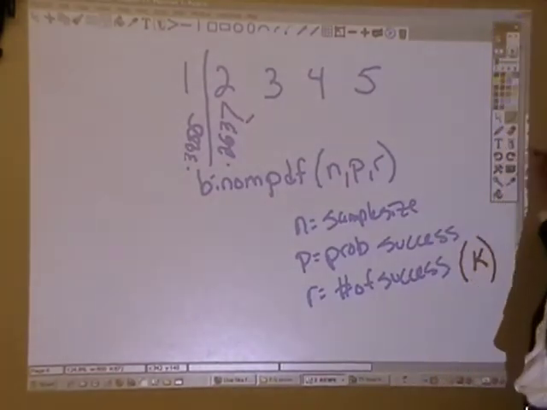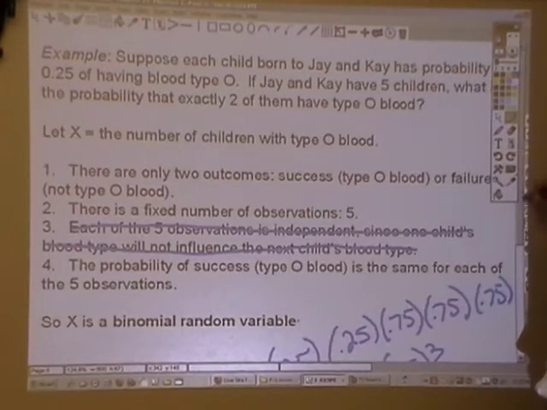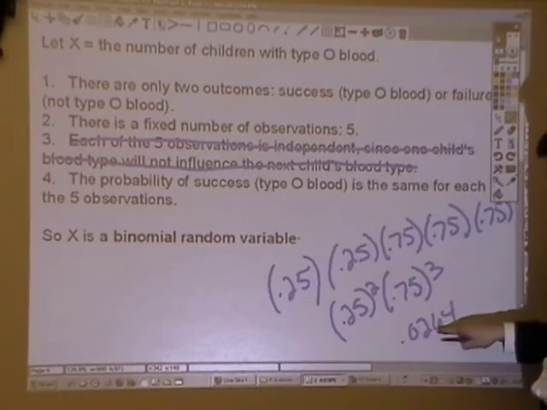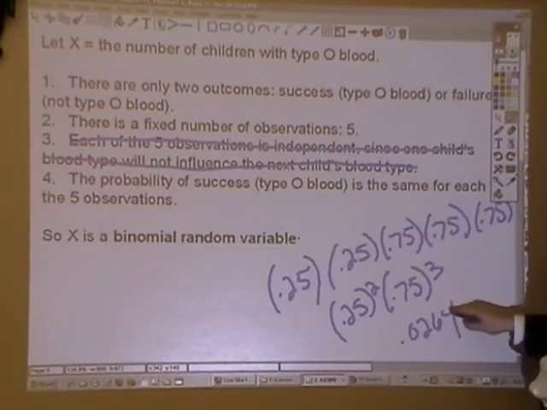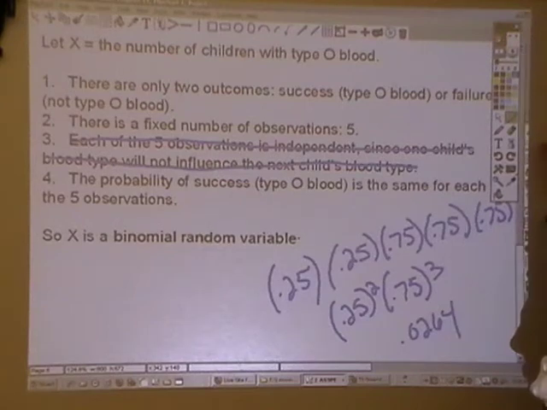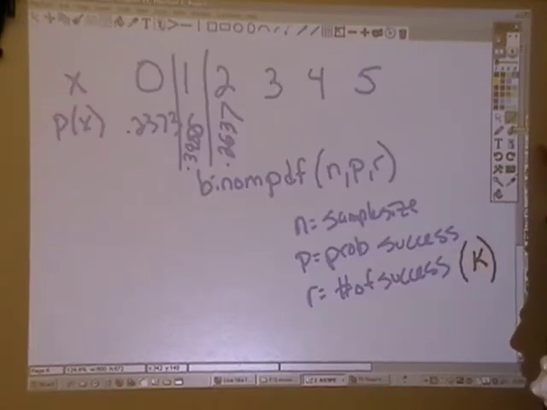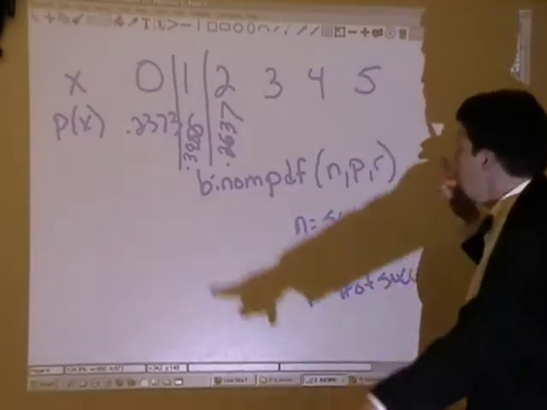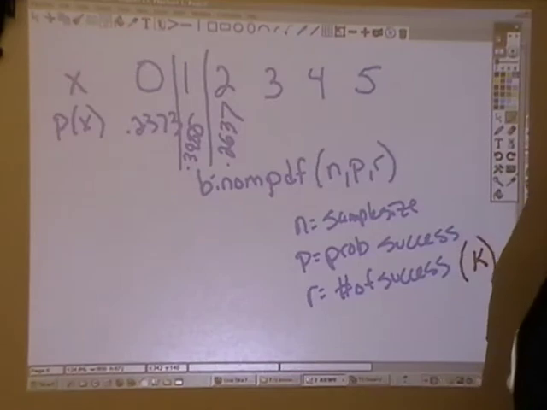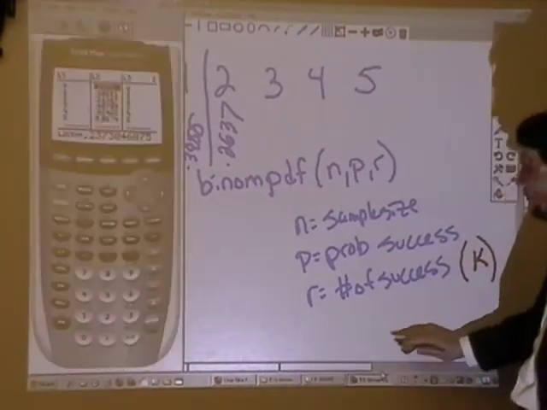That doesn't seem right, because when we did this before, we got 0.0264, and now we've got 0.2637. Why is that? We'll look at that in just a second. All right. Instead, here's what we're going to do real quick. We're going to graph this, okay?